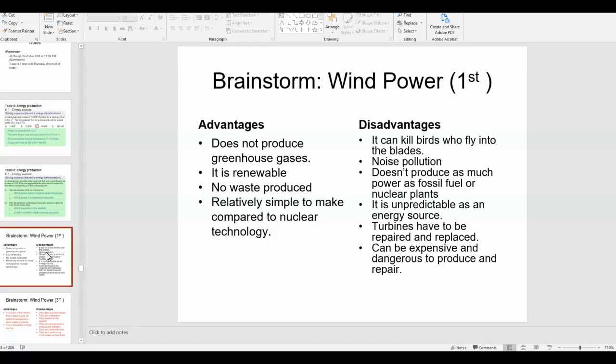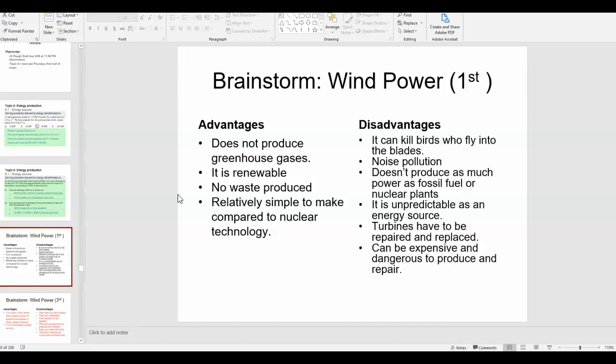Some disadvantages are it can kill birds who fly into the blades, and we're not just talking about one or two a year. We're talking about hundreds or thousands per year, which even if you don't care about birds, it still damages the wind turbine, which then you have to fix, which is costly as well. It can produce a lot of noise if you have a bunch of them stacked up next to each other. It doesn't produce as much power as fossil fuel or nuclear power plants.